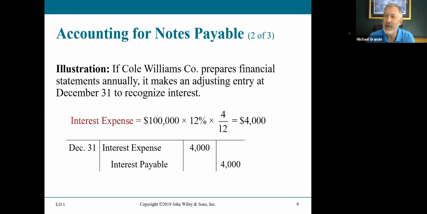And more importantly, we have to put the interest expense in the correct accounting period, the period in which it was incurred. So the face amount of the note was $100,000. The annual interest rate is 12%. And that note was outstanding for 4 months, September, October, November, and December. Although it's going to be paid on January 1 of the following year, we need to put the interest expense in the correct accounting period. Debit interest expense, credit the payable.